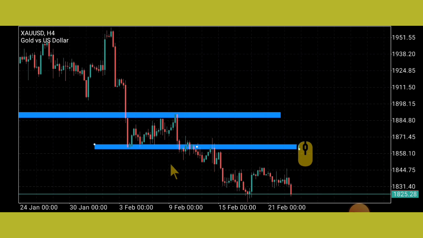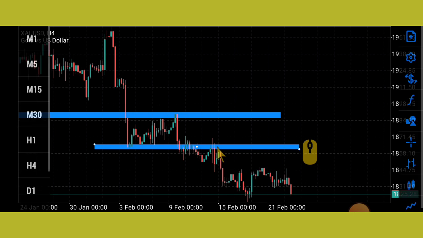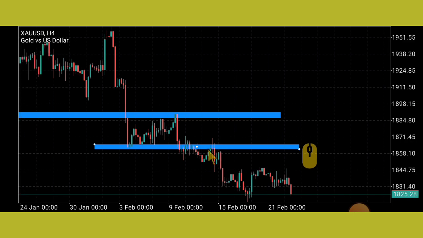Now the third thing you want to see is wicks. You want to see wicks in the area of support and resistance. Now when I saw this, I saw it around this point here, this point where I'm pointing now. So I went to the higher time frame and I confirmed that it's trending. Then I drew my support and resistance line.